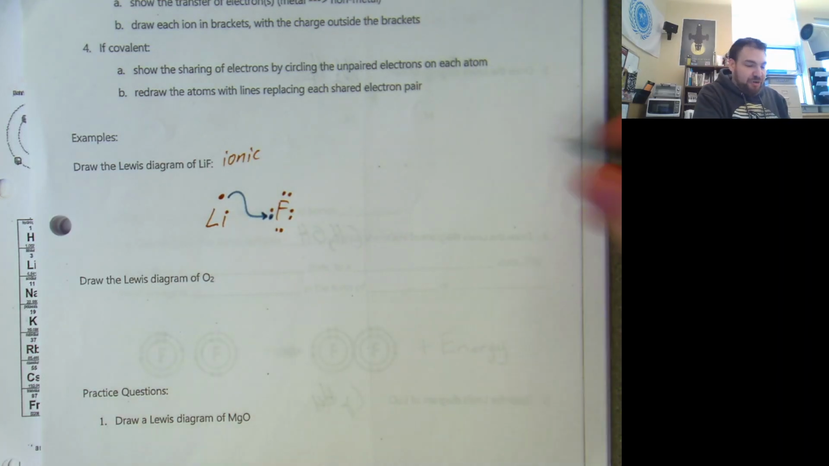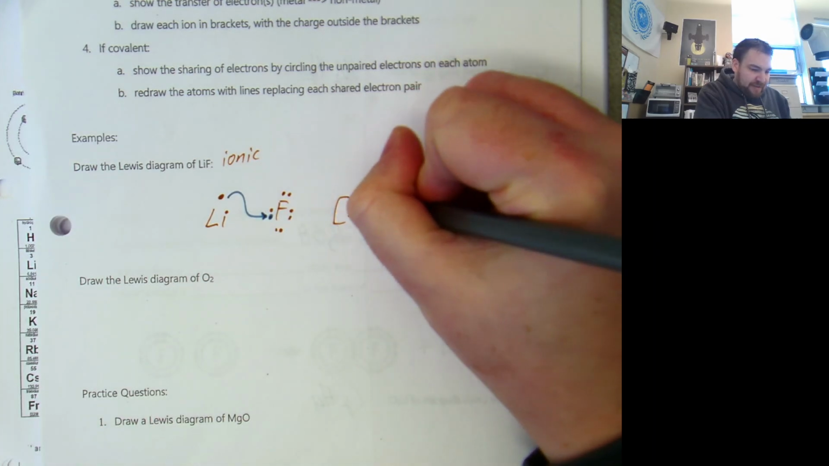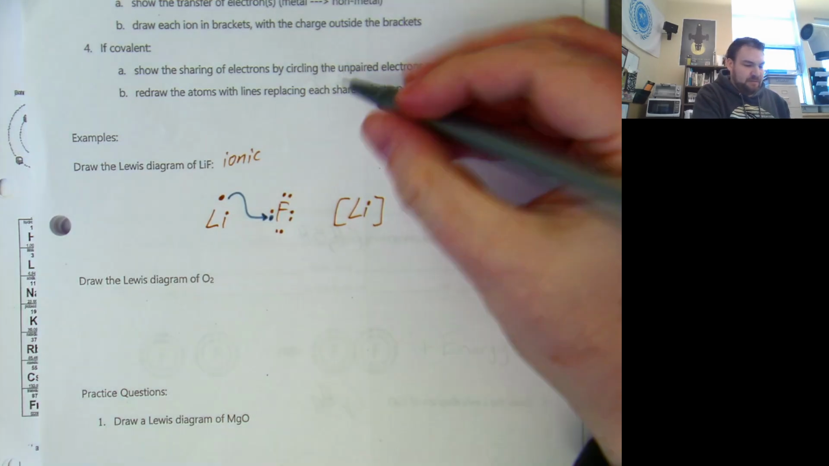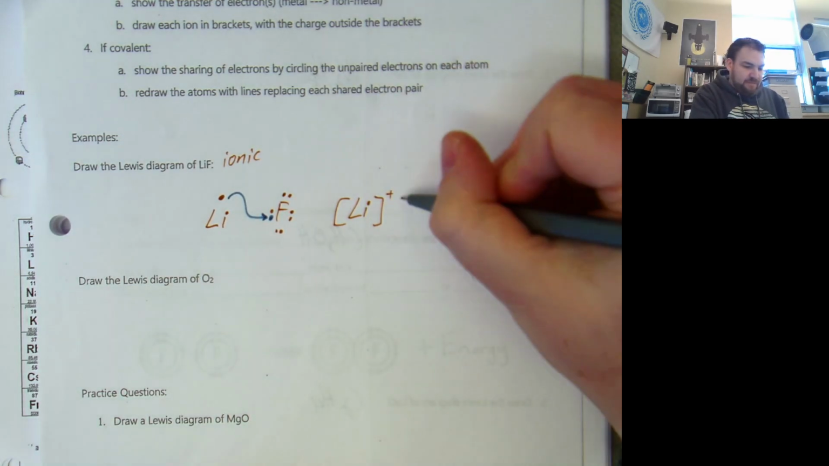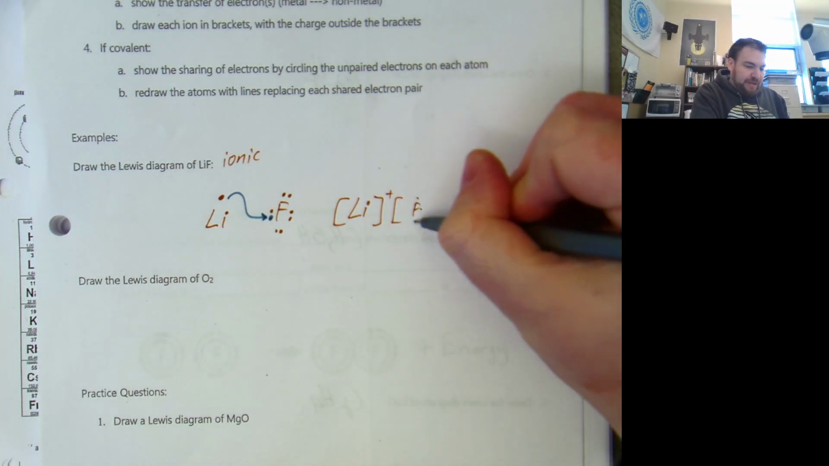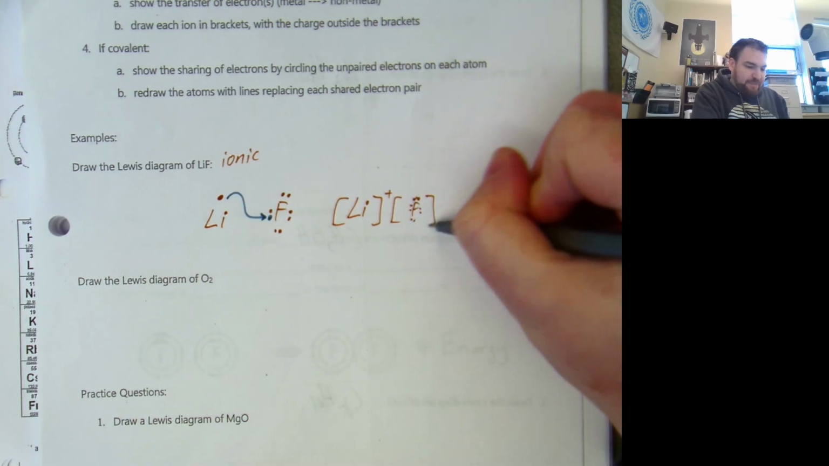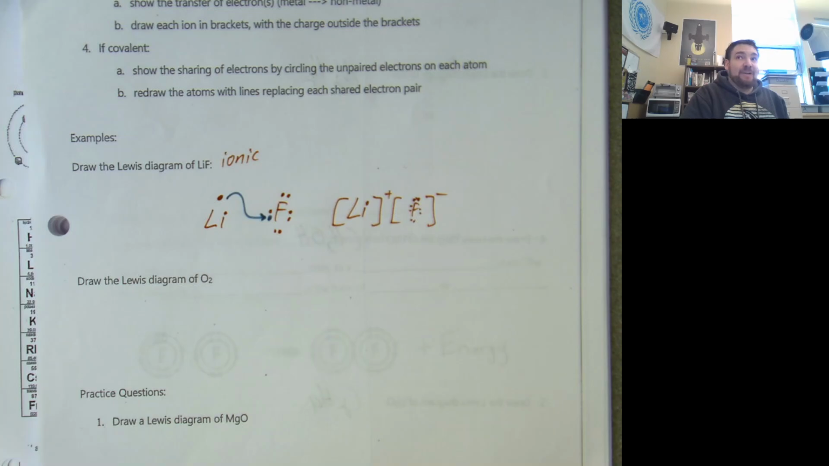And so now we redraw. There's the Lewis diagram for lithium. Valence shell is empty, positive. There's the fluorine. Everything is paired. It gained 1 electron, so it's got a charge of -1.